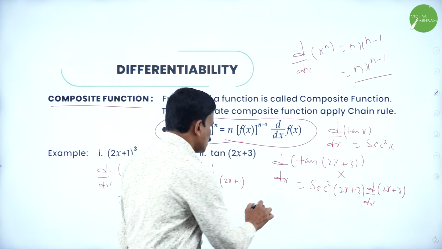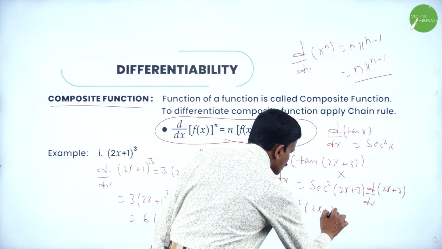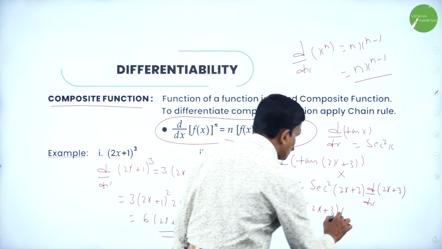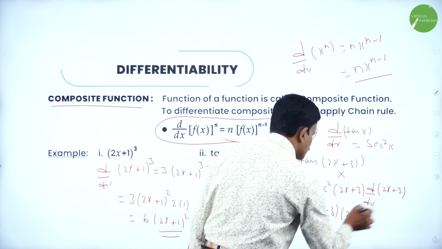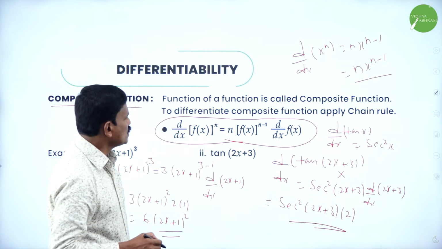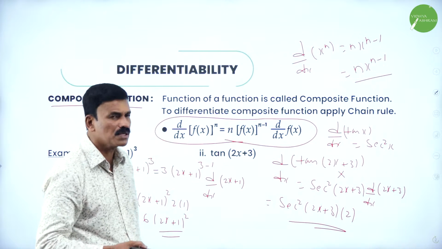Now, this can be written as secant square 2x plus 3 into differentiation of 2x, 2 constant, x is 1, 1 into 2 is 2, plus 3 constant 0. So, the derivative of the function is secant square 2x plus 3 into 2, or 2 secant square 2x plus 3.